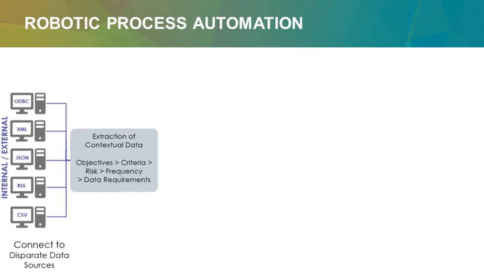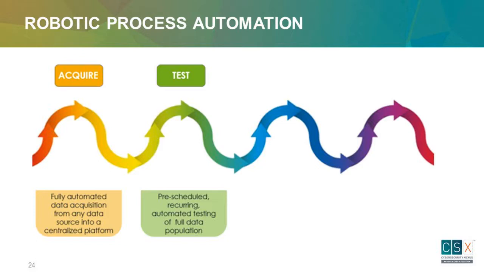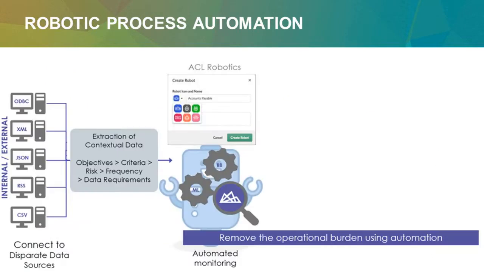The second tenet is test, which allows you to achieve a full population coverage for your testing. It allows you to automate your tests and find issues early and often and objectively quantify your findings. So again, in application, the second step, with the data sources identified, data can be extracted for analysis across the entire data population, not just a sample.